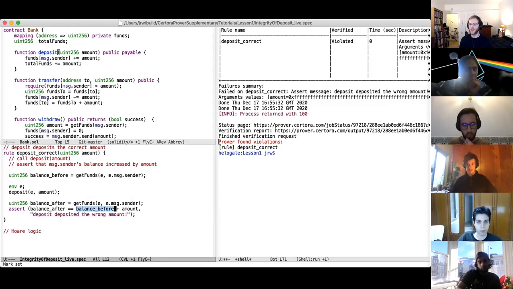Okay. Well, here's some real talk. The real talk is there's no conversion. Everything is actually a mathematical integer in the spec. And what uint256 means is that the mathematical integer is constrained to be in the range 0 to 2 to the 256 minus 1. I see.